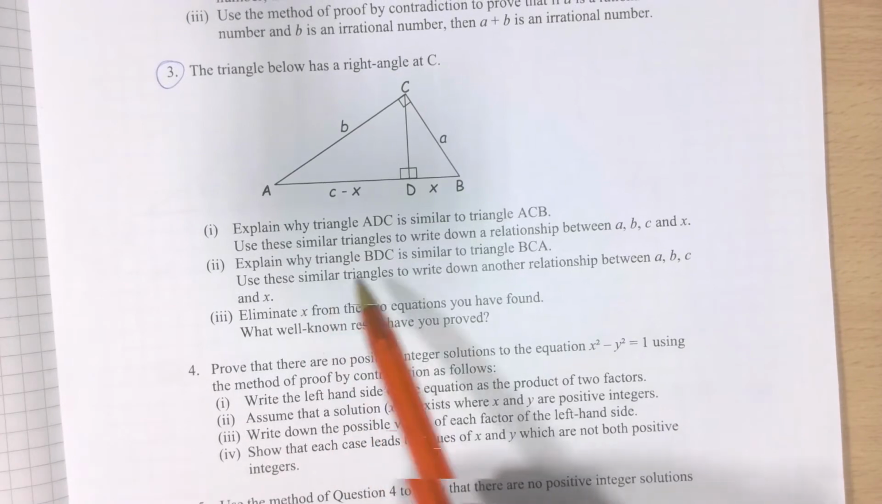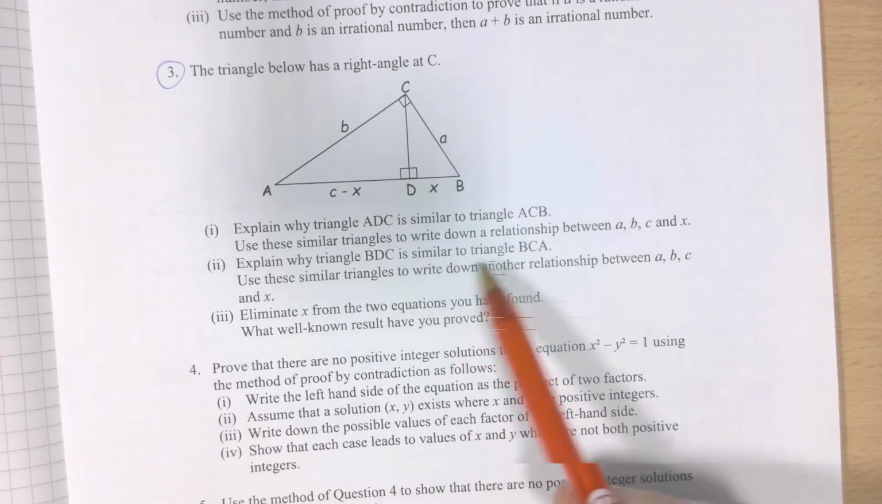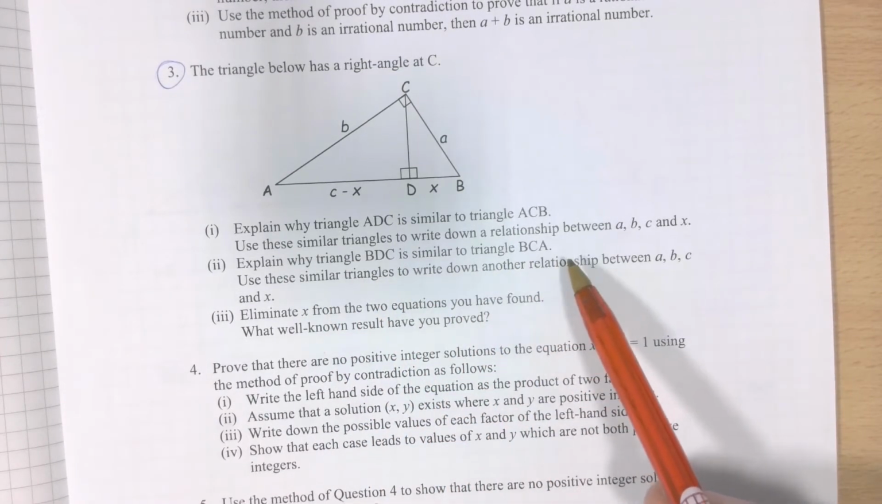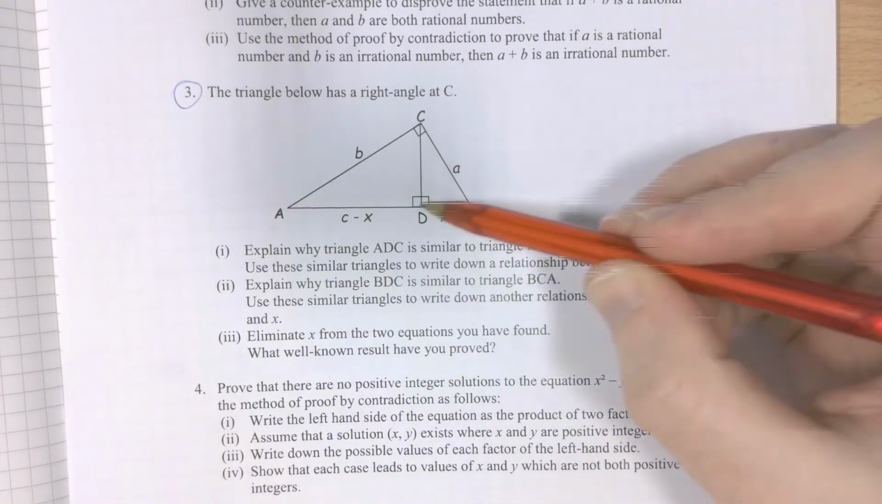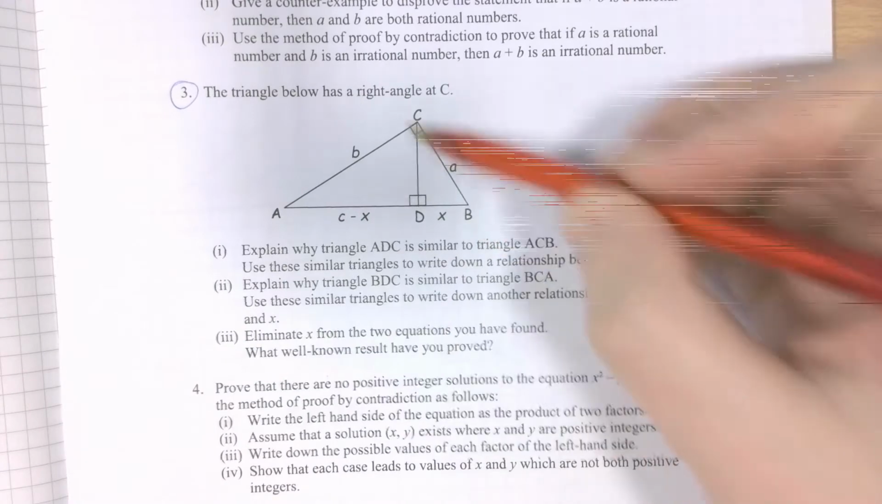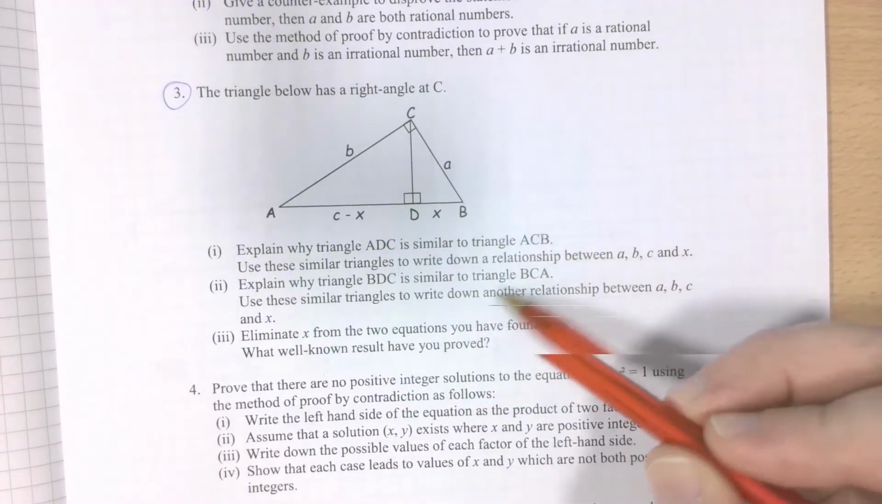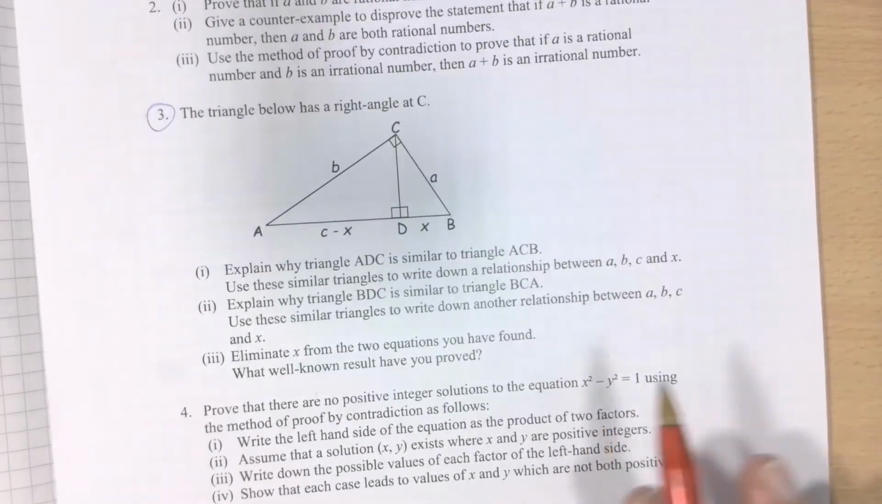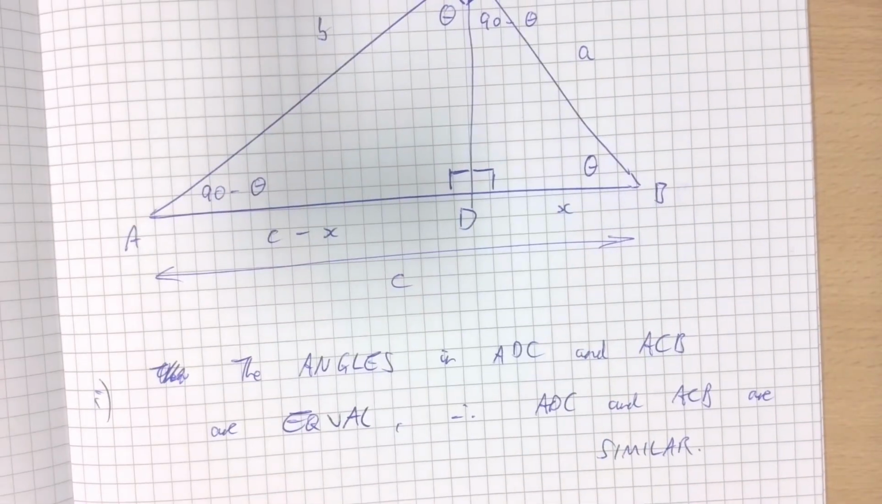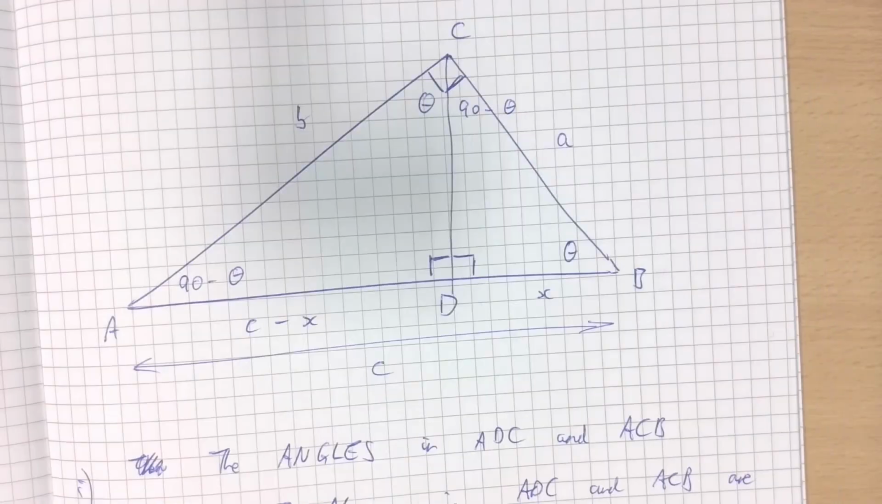Explain why triangle BDC is similar to triangle BCA. In other words, BDC is this one here, and BCA is actually the same triangle as ACB. It's just changing the order of the letters, probably in an attempt to confuse. All right, exactly the same idea.